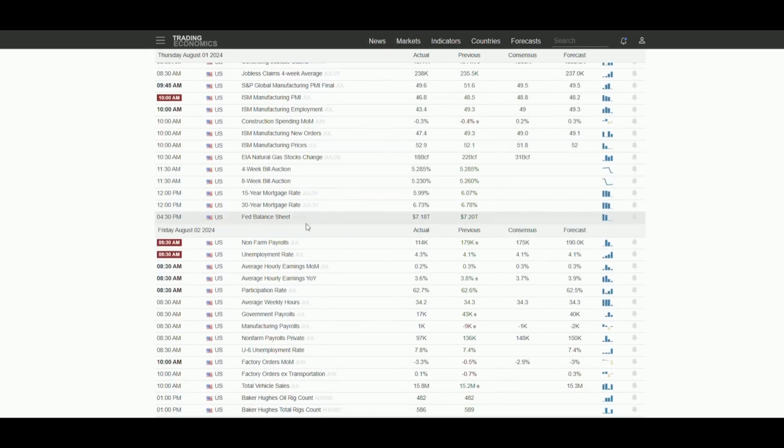And then Friday, we had non-farm payrolls coming in majorly below expectations. The economy added half as many jobs as the market was expecting. Then unemployment rate came in at 4.3%, significantly above the consensus and triggering what is known as the Sahm rule.